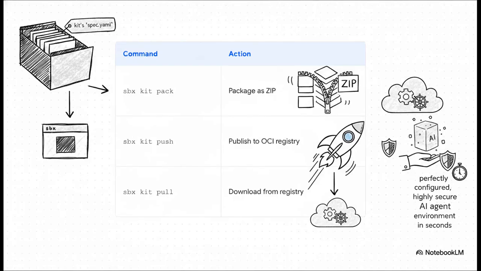Once your kit's spec.yaml is built and tested, sharing it is incredibly smooth using the SBX command line interface. You can rapidly fire off SBX kit pack to compress your entire kit into a zip archive for easy local sharing, or use SBX kit push to publish it directly to an OCI registry like Docker Hub. And naturally, SBX kit pull lets anyone on your team or anyone across the globe really download your kit and instantly reproduce your perfectly configured, highly secure AI agent environment in a matter of seconds.